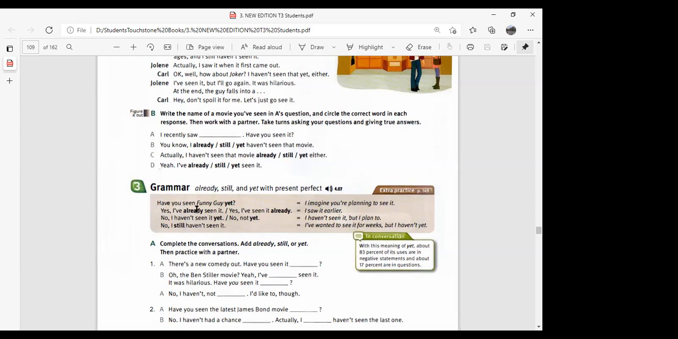Okay, you see the meaning here. Have you seen Funny Guy yet? I imagine you're planning to see it. She hasn't seen it yet. He's asking. Yes, I've already seen it. Yes, I've seen it already. Already could be here, between the auxiliary have and the verb, the past participle, in the middle, you see? Or it could be at the end. You see the position, so they are correct.